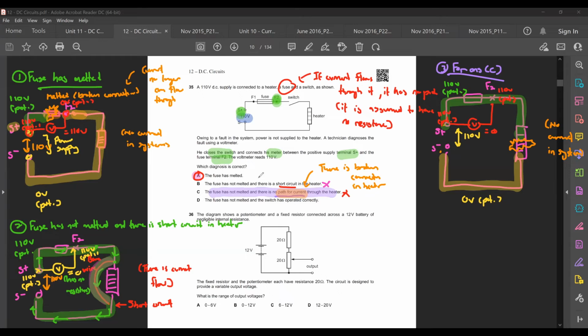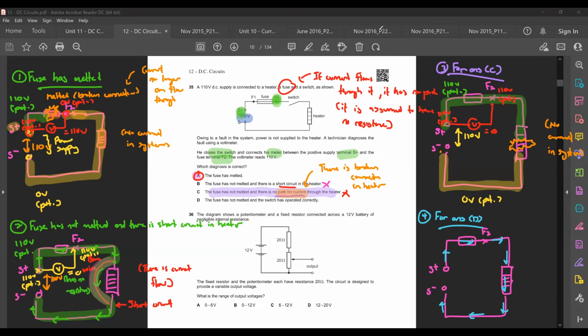Okay, last one. The fuse has not melted and the switch has operated correctly. Okay, so this one, fourth one, doesn't seem like there's any issues with this. No problems, no error. So let's just say for answer D, I try to redraw the same thing again. This is S plus, this is S minus. You have that same circuit here. Everything is working fine. Okay, so this one got current flow. Current flows like this, like this. No breakage whatsoever, no short circuit whatsoever.